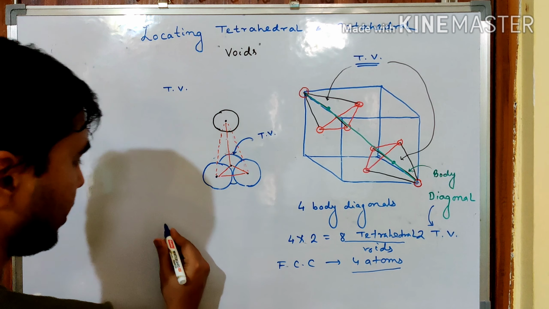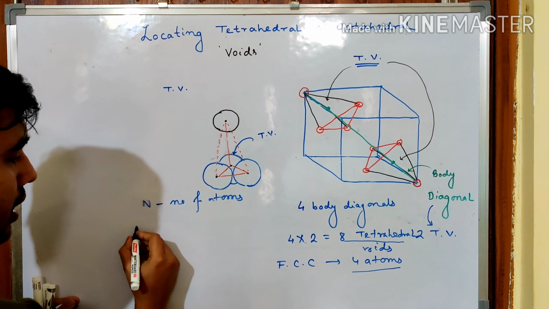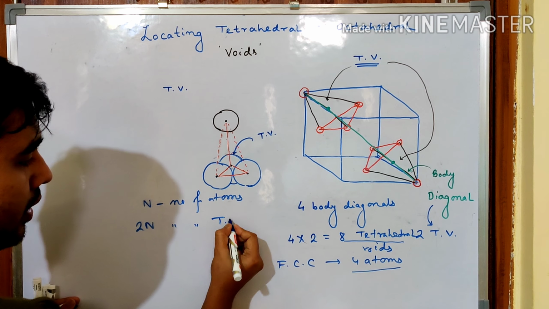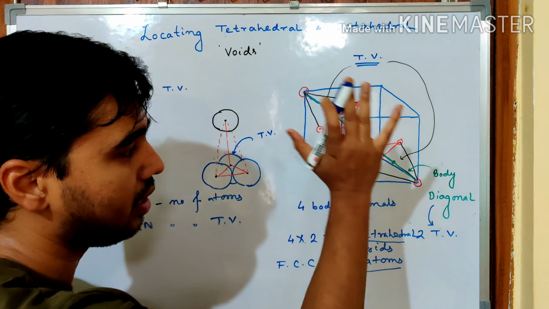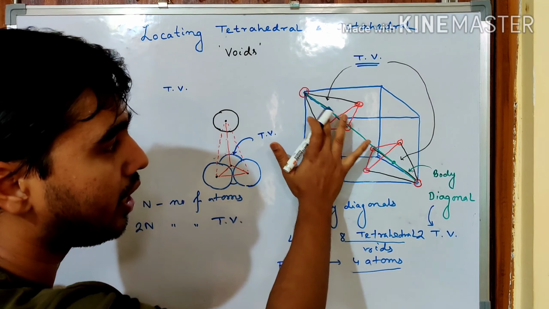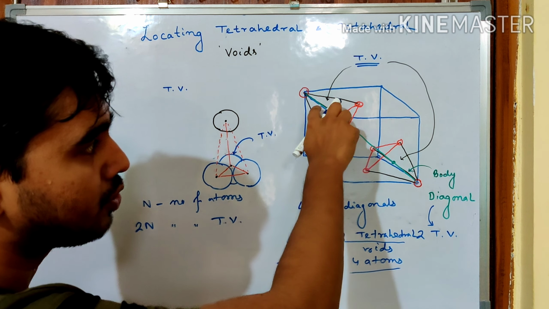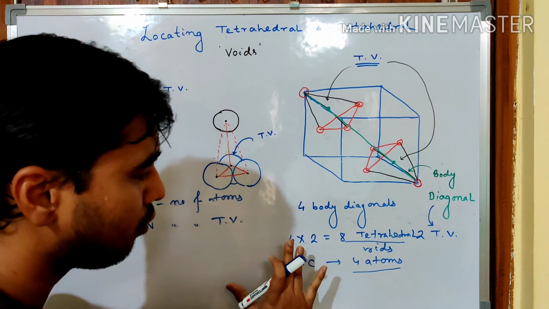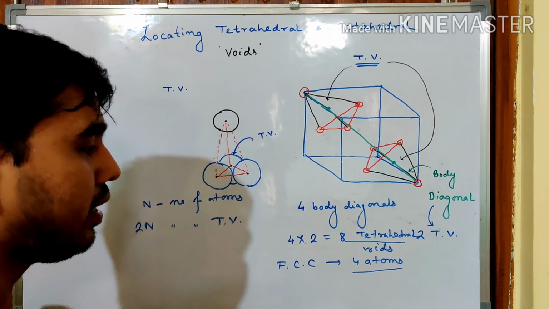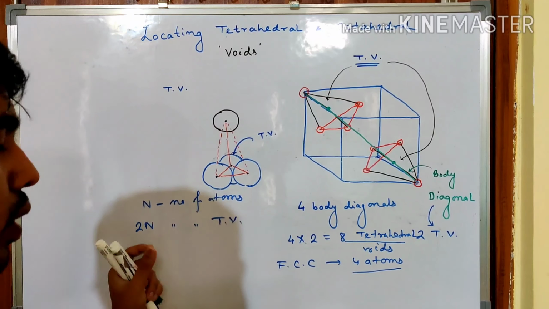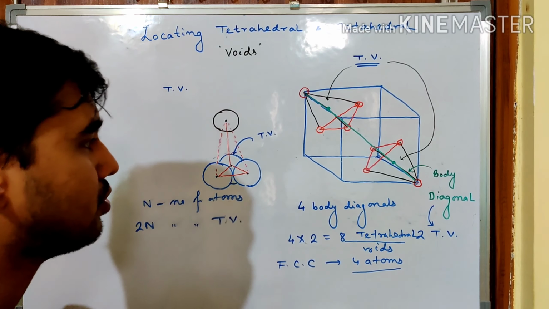This again proved that if there are n number of atoms in a unit cell, there will be 2n number of tetrahedral voids. So a cubic unit cell, 4 body diagonals, in each body diagonal 2 centers of the tetrahedral voids will lie. So there are 2 tetrahedral voids in each body diagonal, 4 body diagonals, that means 8 tetrahedral voids. In an FCC there are 4 atoms, so if n number of atoms are there, there are 2n number of tetrahedral voids. Same thing can be proved in case of octahedral voids also.